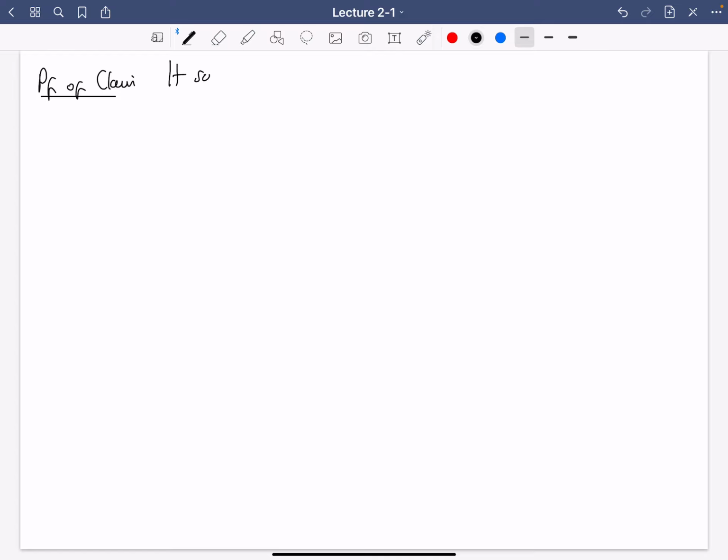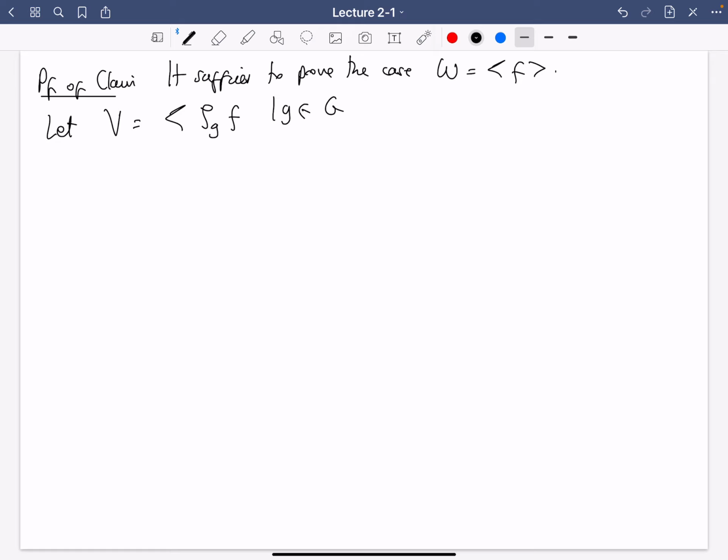Well, it suffices to do this in the special case that this subspace W is actually just one-dimensional, spanned by some non-zero function f. And in that case, what I'm going to do is define V to be simply the span of all the right translates of f for all g in G. So this is obviously invariant under right translation. And what I have to do is show that this V is actually finite dimensional.